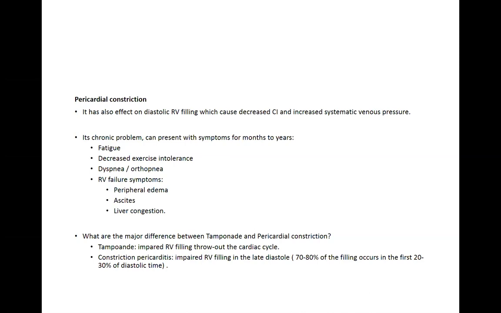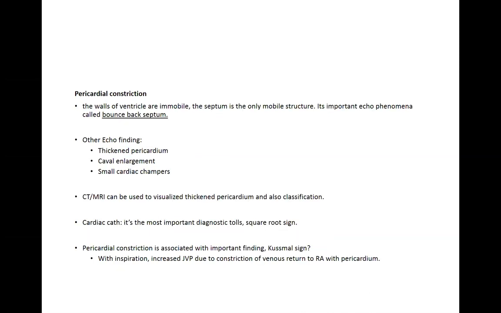Okay. So the walls of the ventricle are immobile, and the septum is the only one that moves. This is very important because the heart is in a very confined space, and the wall of the ventricle cannot actually be stretched. So the only mobile part of the heart is the septum. That's why we call it a bounce back septum.